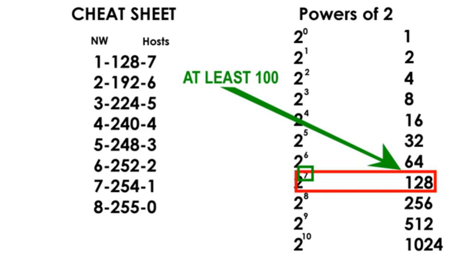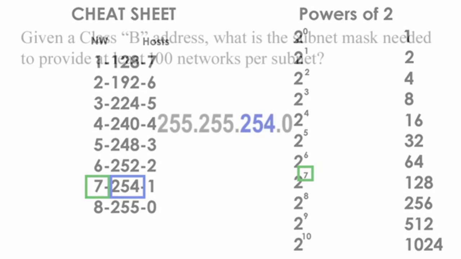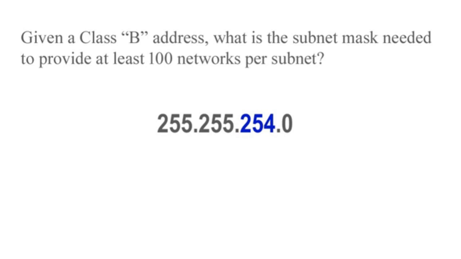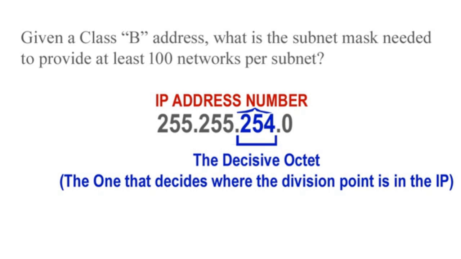So since we're looking for the number of networks and not the number of hosts, we're going to look up 7 on the networks column of our table or cheat sheet to find 254 for the subnet mask. But wait! Since this is a Class B address, not Class C, and we duct tape the first 2 octets, we determine that the next octet, the 3rd octet, is really our decisive octet. It's the one deciding where the breaking point is between the subnetworks and the actual hosts of that IP address that are used inside each of those subnetworks. This 3rd octet is going to be 254. So it's the one that makes that decision, that division point on the IP address.